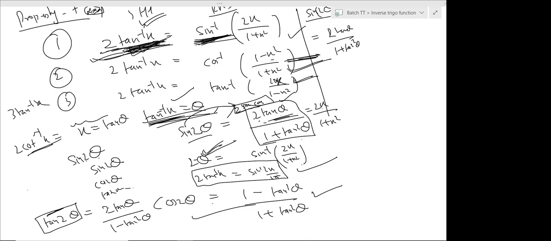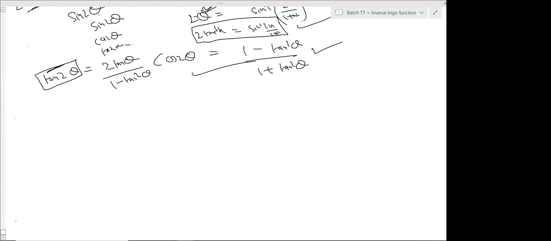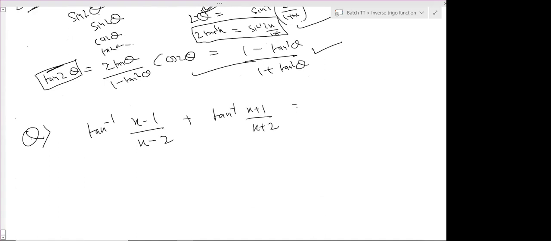Done? Yes, sir. All right. So let's solve a few questions. Tan inverse (x minus 1) upon (x minus 2) plus tan inverse (x plus 1) upon (x plus 2) equals to pi by 4. They're saying solve.